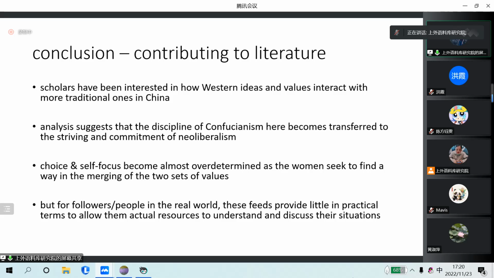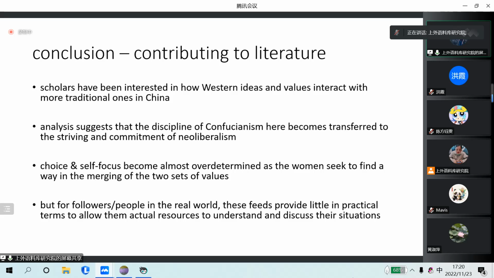Or, but I'm going to do this because I like it and I'm independent. So we see almost a struggle taking place here between choice, self-focus, neoliberalism and Confucian ideas. But for followers and people in the real world, we're outside of this and we're watching these girls and we feel, yeah, we want to be pretty. I mean, I want to have that six pack, right?